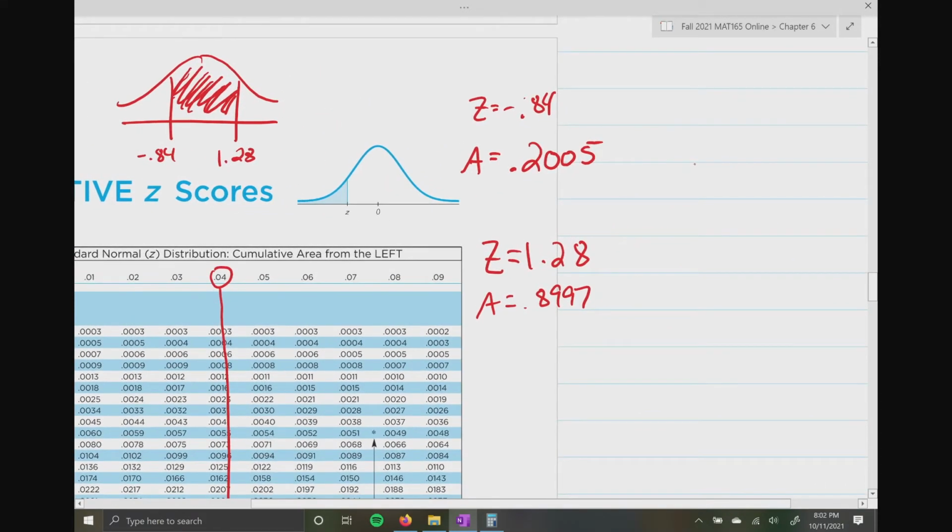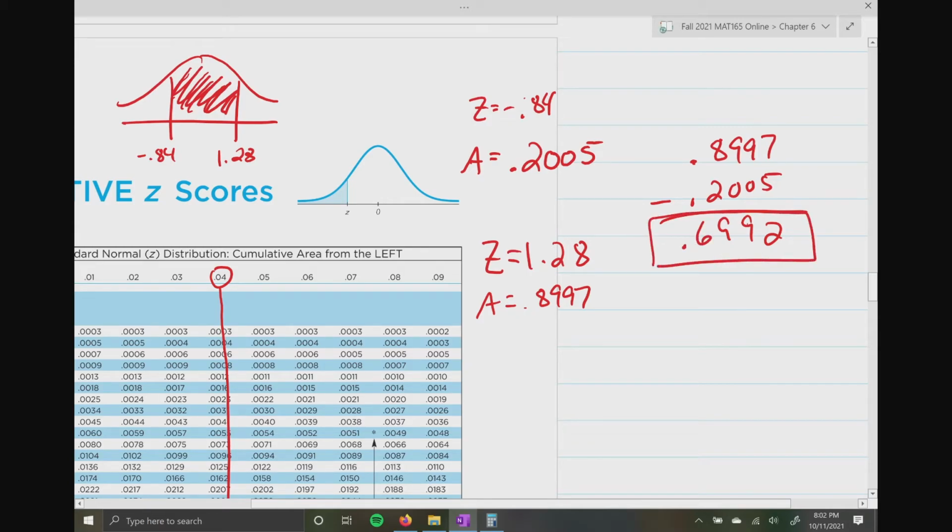Now, since we want the area in between these two numbers, all we have to do is just take 0.8997 and subtract 0.2005. And when we do this, 7 minus 5 is 2, 9 minus 0 is 9, 9 minus 0 is 9, 8 minus 2 is 6 with our decimal point. So notice, when I'm using the table, I get 0.6992. So I'm only off by 1/10,000th of a decimal place.